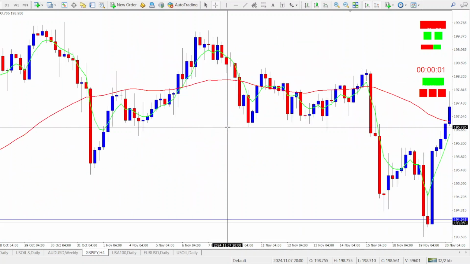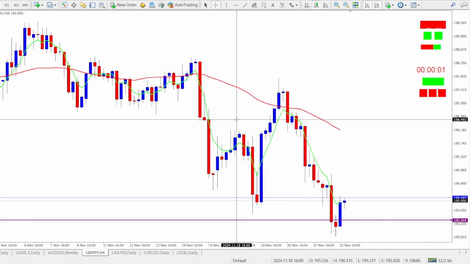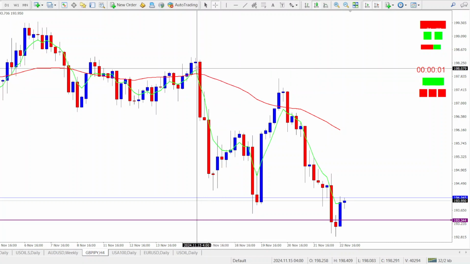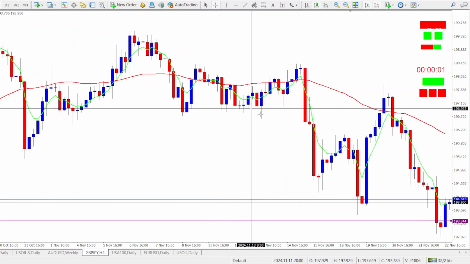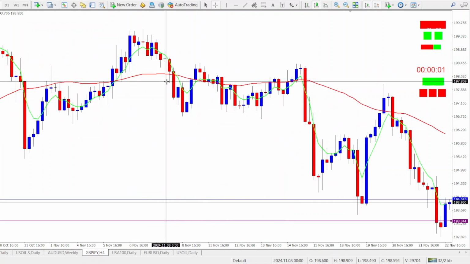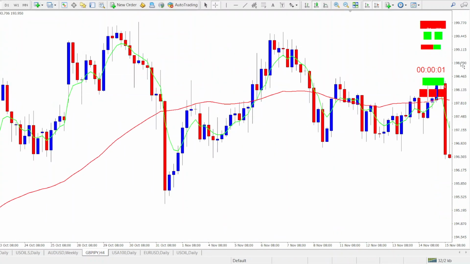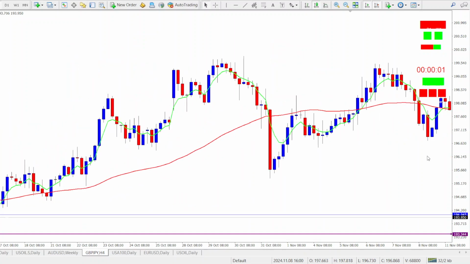Now let us look at a sell example. We had a sell signal here, as we can see. In fact, initially this was when the main sell signal came, because the market was just coming out from a consolidation phase.